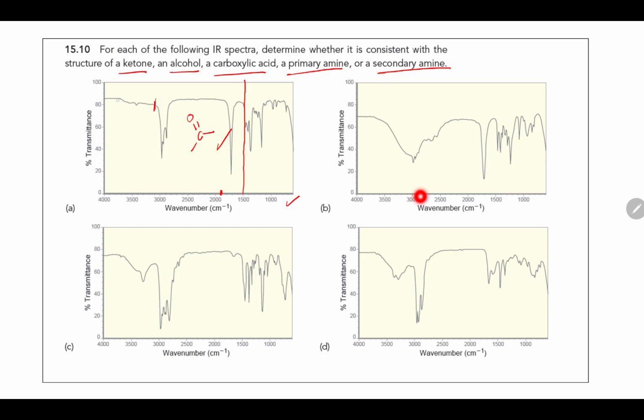Since there is nothing here in this region, and of all these compounds the only one which has a C double bond O group is a ketone, this spectrum corresponds to a ketone. This one should be an easy one. We have a broad peak in addition to this peak at around 1700 or 1800. So this is a carboxylic acid.